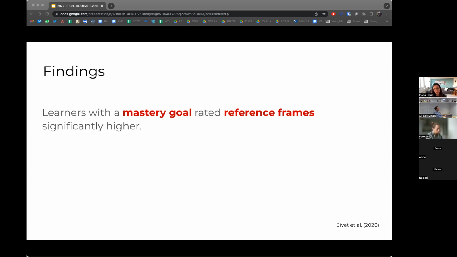In general, we also saw that there was a tendency for learners pursuing topic mastery to be more interested in their learning behavior, because we assume that this would allow them to optimize their learning behavior and thus maximize their learning gains.